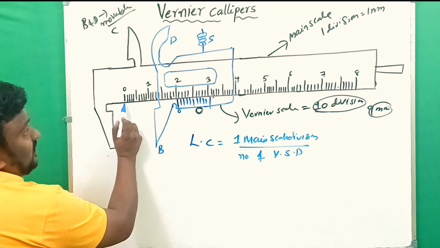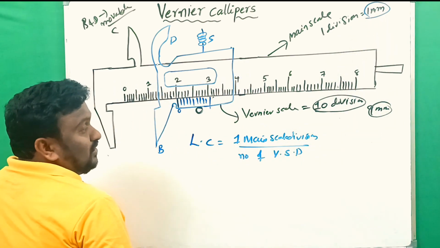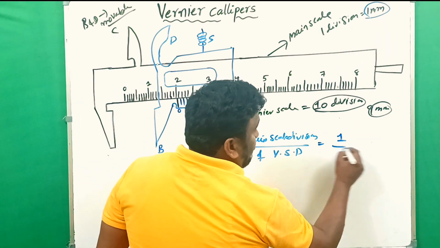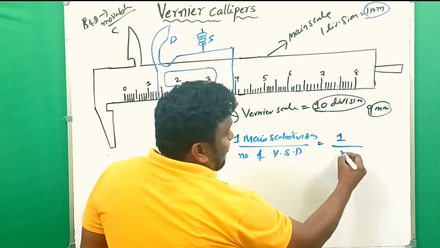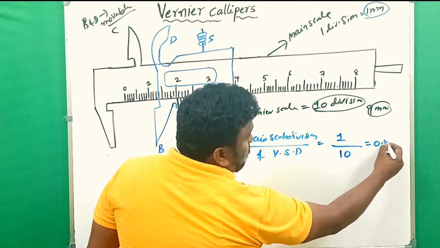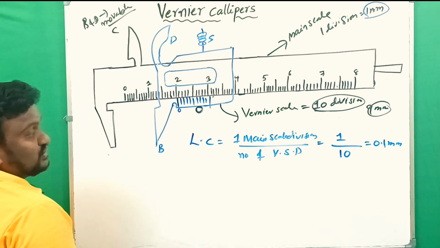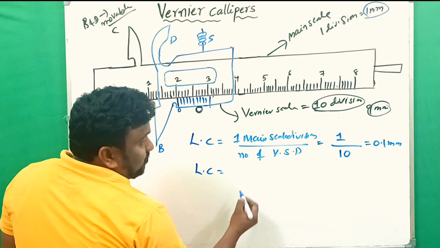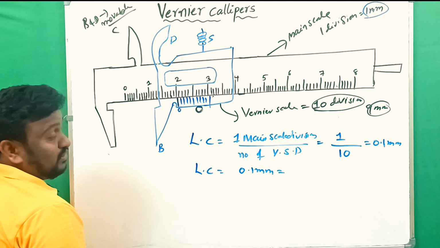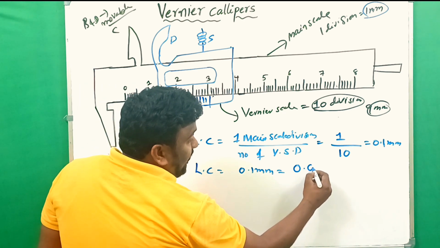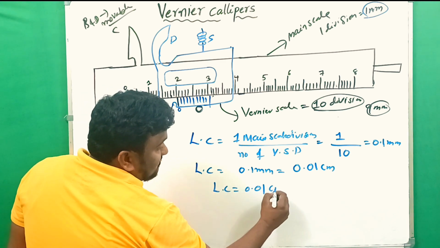Already we discussed that 1 main scale division is equal to 1 millimeter. So 1 by the number of vernier scale divisions. In this case how many are we taking? 10. 1 by 10 is equal to 0.1 millimeter. So LC is equal to 1 by 10, 0.1 millimeter, which when converted into centimeters is 0.01 centimeters. So LC is equal to 0.01 centimeters.